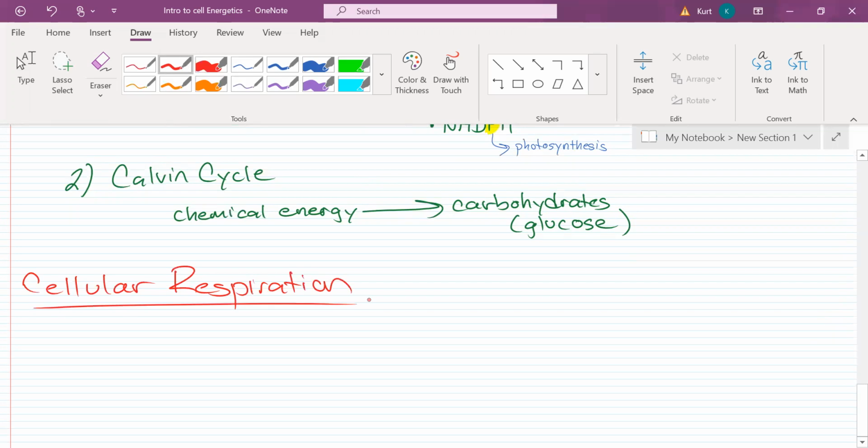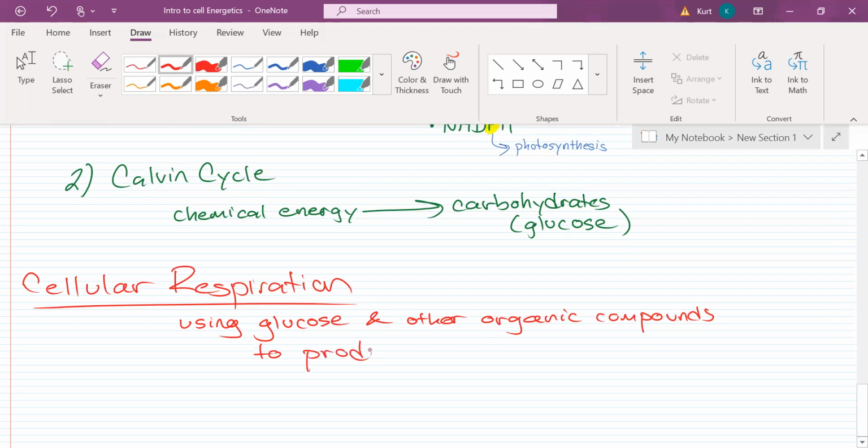Cellular respiration is using glucose and other organic compounds to produce ATP.